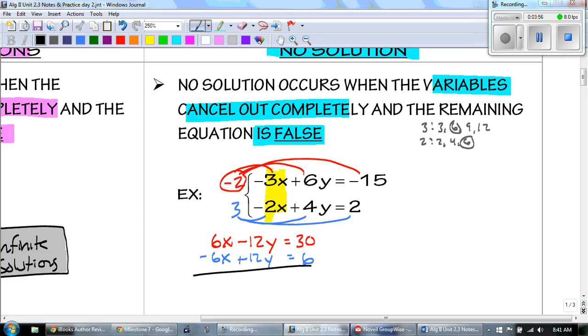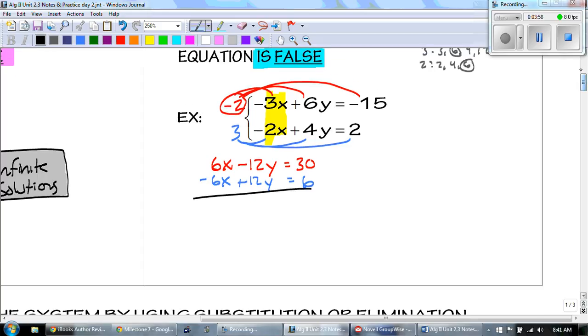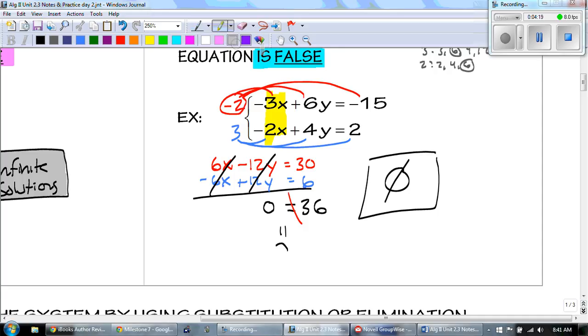So when I go to cancel my x's out, my y's cancel too, and everything on the left side is gone, so I'm left with a 0. And then 30 plus 6 is 36. Now that is false. 0 does not equal 36, so my final answer is no solution.